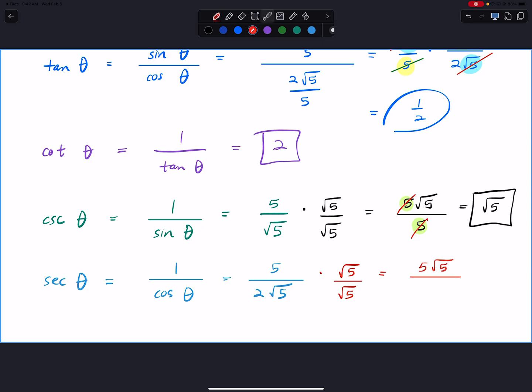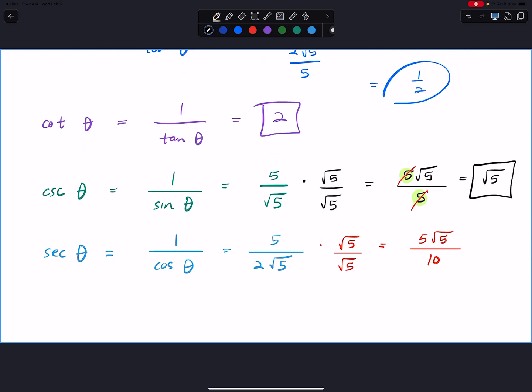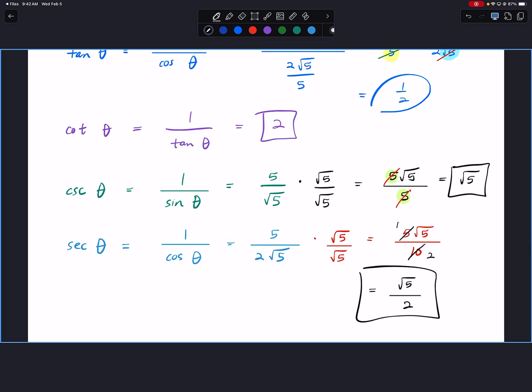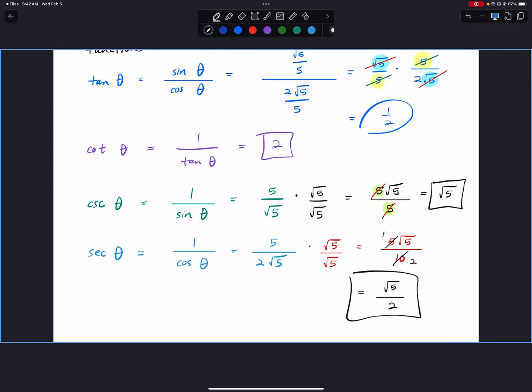Now pay attention. These types of problems, you will not be allowed a calculator on a test. What's root 5 times root 5? 5. What's 5 times 2? 10. Okay. Now 5 over 10, does that reduce? 1 over 2. So this becomes 1 root 5, which is just root 5, over 2. Okay. Questions on this problem?